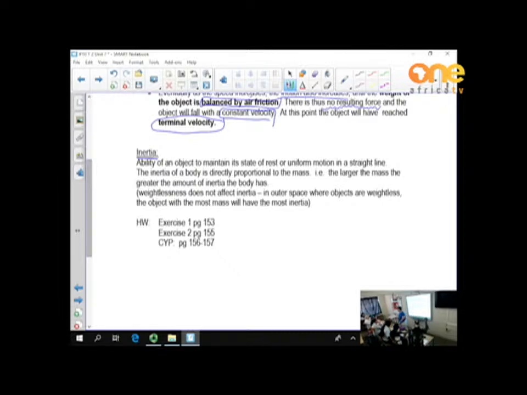All right, now inertia is simply the ability of an object to stay at rest if it is at rest, or to keep on moving if it is moving. Okay, so the ability of an object to maintain its state of rest, in other words, to stand still if it's standing still, or state of uniform motion, if it's traveling at constant speed, it wants to keep traveling in a straight line. The inertia of the body is directly proportional to the mass. The larger the mass, the more the inertia.